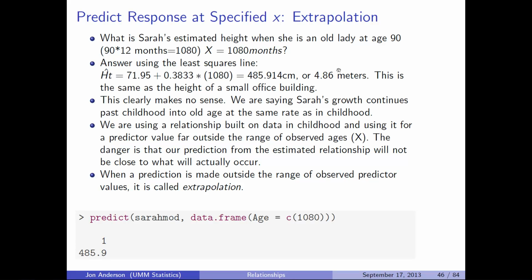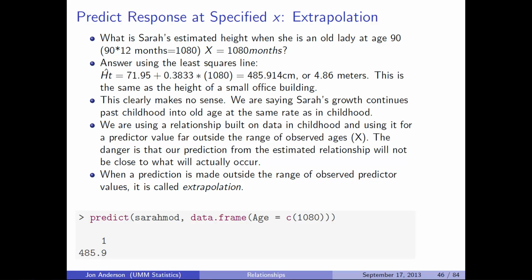And just so you know, I'm a full-grown, very tall guy, about 6 feet 6 inches, and I'm almost 2 meters in height. This is saying that when she's an old lady, we estimate Sarah to be about the same height as a small building. And this clearly makes no sense. And the reason it makes no sense is we're projecting Sarah's growth continues through adulthood, just like it did in childhood. And that is something that's just not justified.